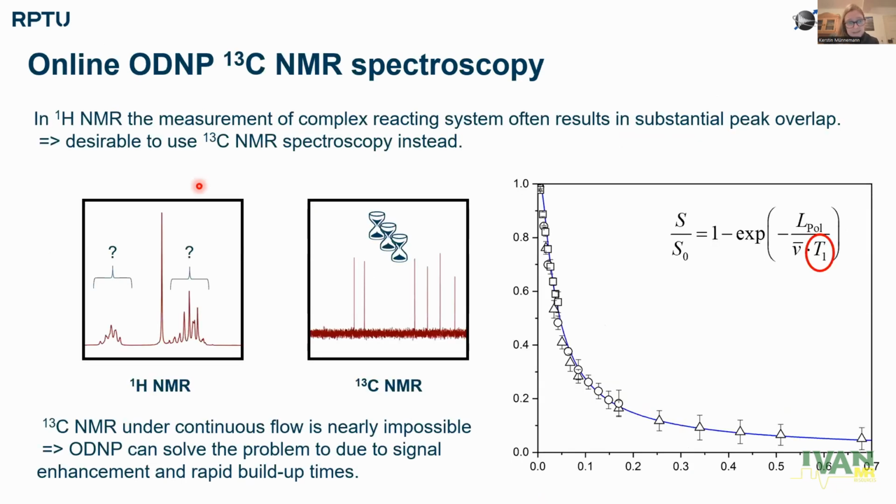Okay, it would be even better if we could do that also with carbon-13 because of its greater chemical shift dispersion and all the advantages that carbon-13 has. And even here, the problem with the long T1 times of carbon-13 increases, of course, the problem with the drop of your polarization buildup. And therefore, carbon-13 under continuous flow is nearly impossible if you just run it through your spectrometer. And now I will try to show you that ODNP can solve this problem also.